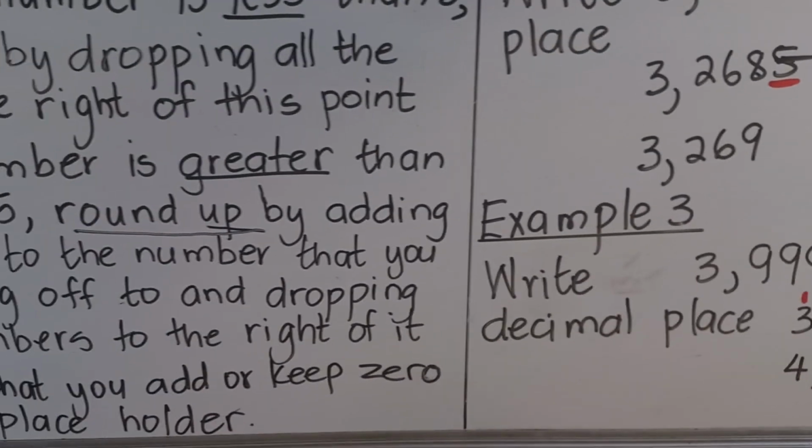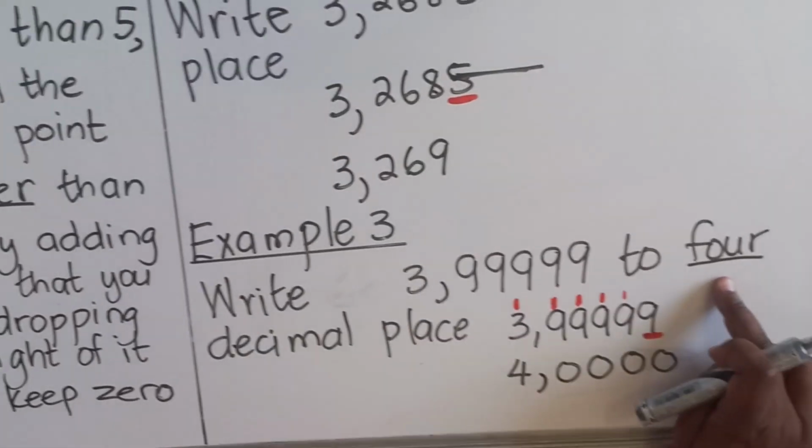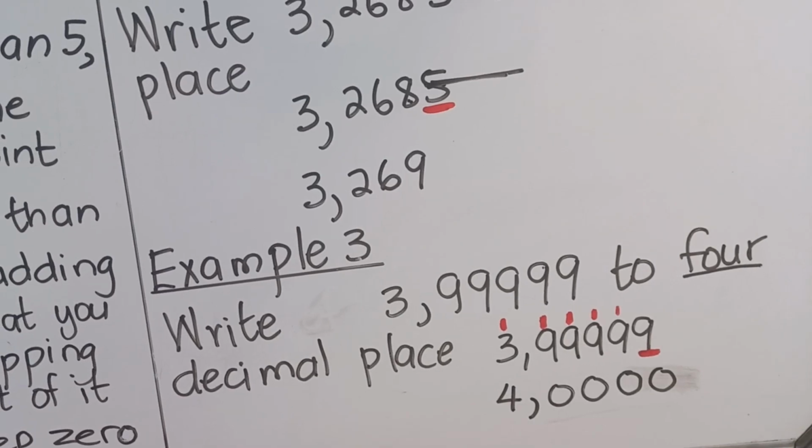So that's what that statement says: ensure that you put zeros. When somebody is marking your script, he's going to see that you understand the 4 decimal places. That's why you have 4 zeros after the comma.